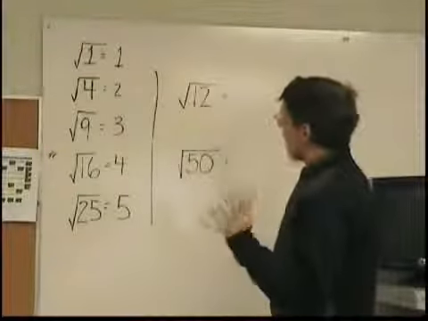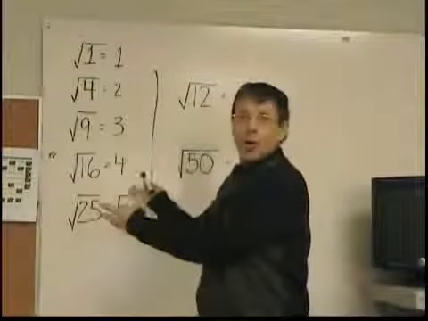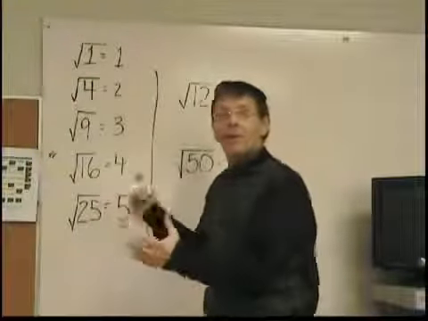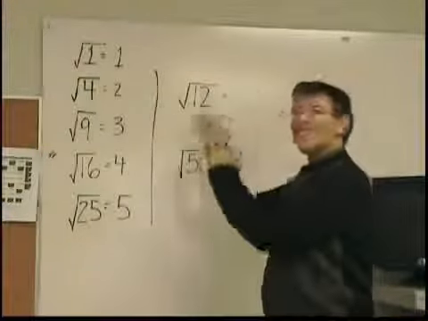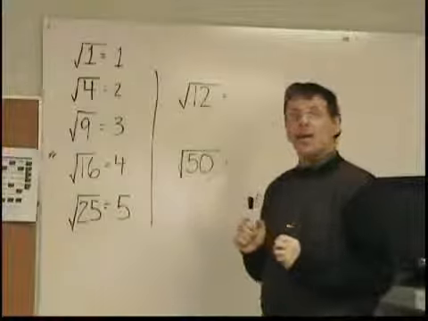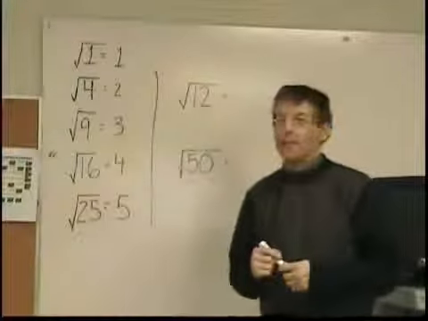Now, when you have the square root of a perfect square number, it comes to a whole number. What happens when you have the square root of a number that's not a perfect square? Well, what you have to do is you have to simplify. You have to break it down.